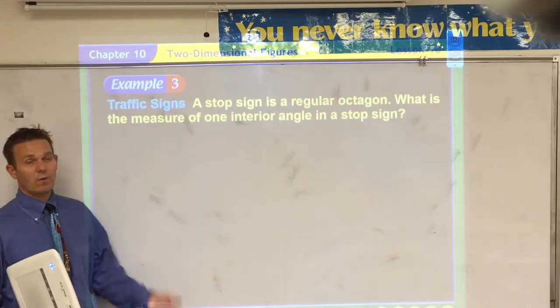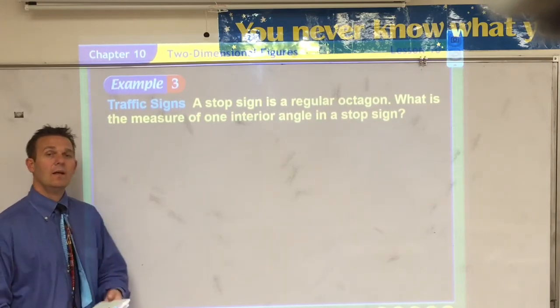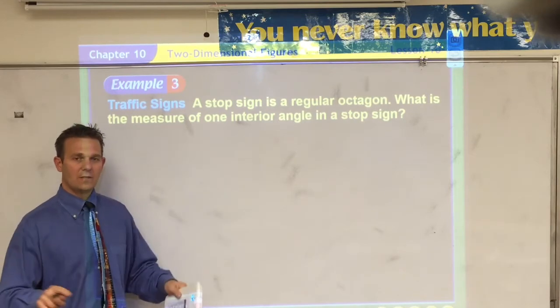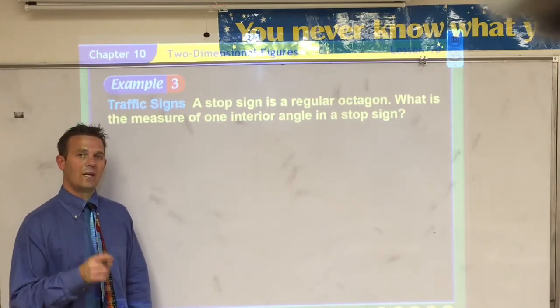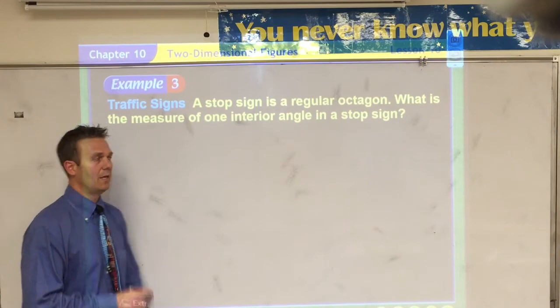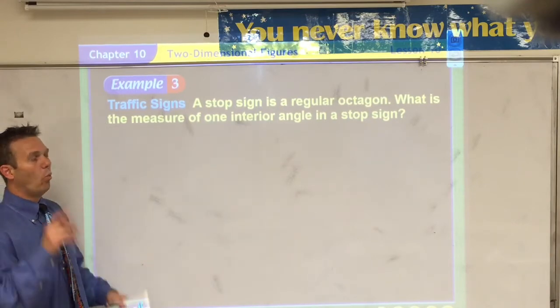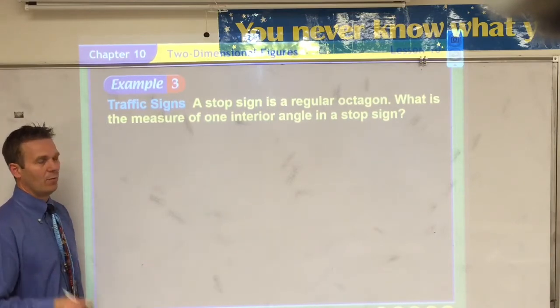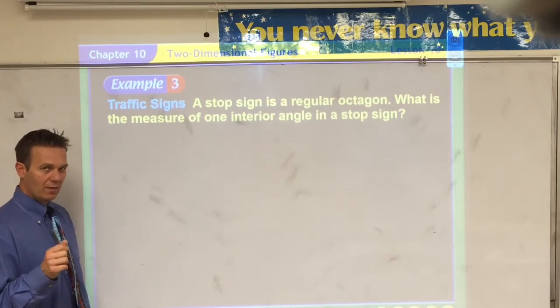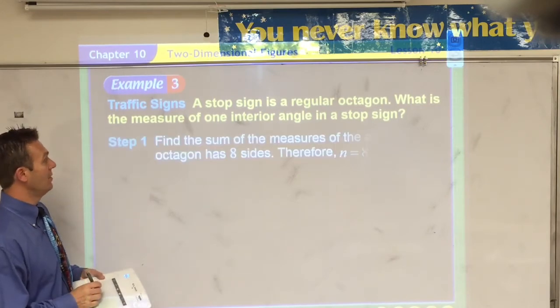So a stop sign is a regular octagon. Why is it regular? Because all the sides are equal. It's irregular if the sides are not equal. It's regular if the sides are all equal. So what's the measure of one interior angle in a stop sign? Well, you can figure that out only for regular shapes. So how do you do that?